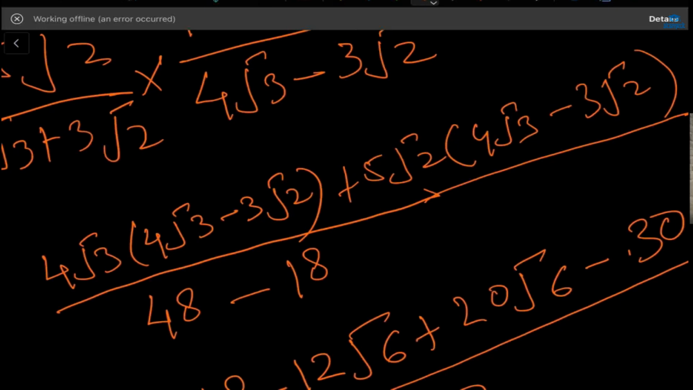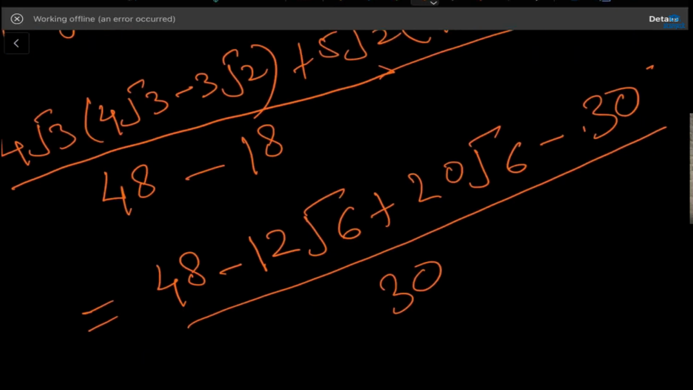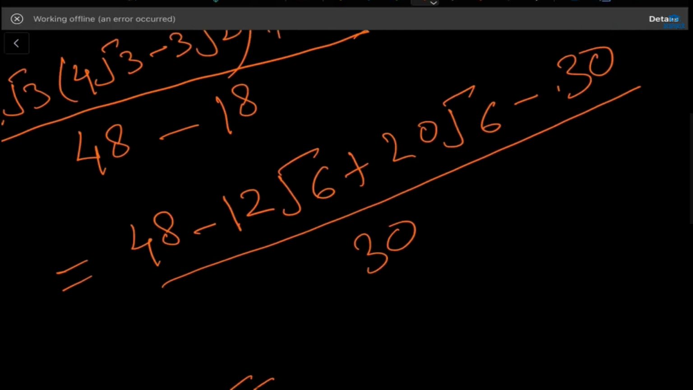Everybody understood till this step? Yes, ma'am. No issues till here? Okay, now as simplifying ahead, we will be multiplying with the value. So we'll get 48 minus 12 root 6 plus 20 root 6 minus 30, all by 30. Okay? Shazan, till this step you have reached? Yeah, ma'am. Advika, Zikra, you are there? Okay, no issues till here?